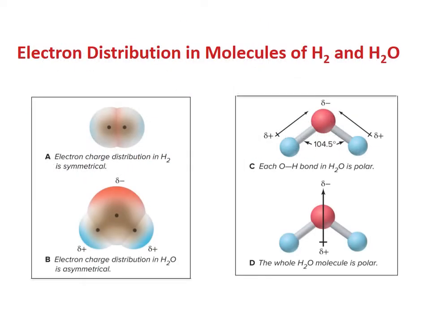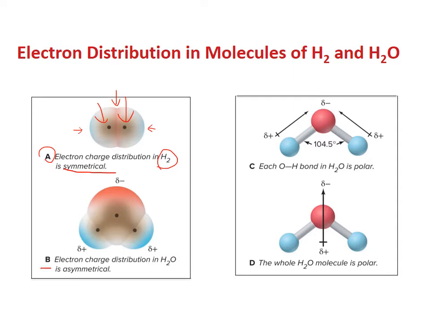These diagrams show electric distribution in molecules of hydrogen and water. In A, we use a space filling model to show electric charge distribution of a hydrogen molecule. There are two nuclei of two hydrogen atoms surrounded by electron clouds. The red color indicates high electron density. The blue color indicates low electron density. There's a high electron density between the two nuclei, indicating a covalent bond. Because the two hydrogen atoms are identical, the electron charge distribution in this molecule is symmetrical.